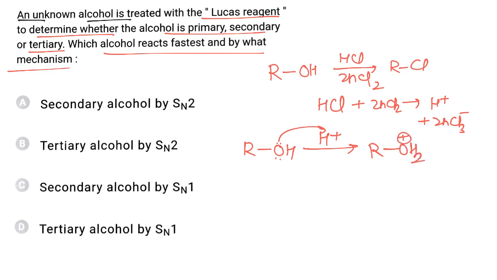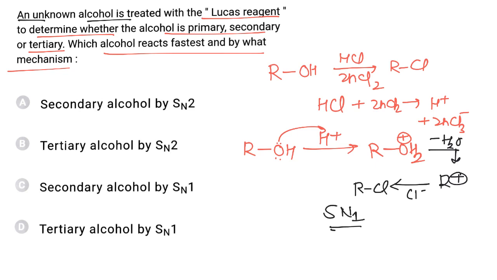Now, the oxonium ion has a positive charge on oxygen, so it would be highly unstable. So, it will remove a water molecule to form the R+ carbocation. Now, this carbocation will accept Cl- from ZnCl3- and it will be converted to alkyl halide. Now, this reaction takes place via formation of a carbocation, and carbocations are formed in the SN1 mechanism. So, this reaction takes place via the SN1 mechanism, and the rate of an SN1 reaction depends on the stability of the carbocation.